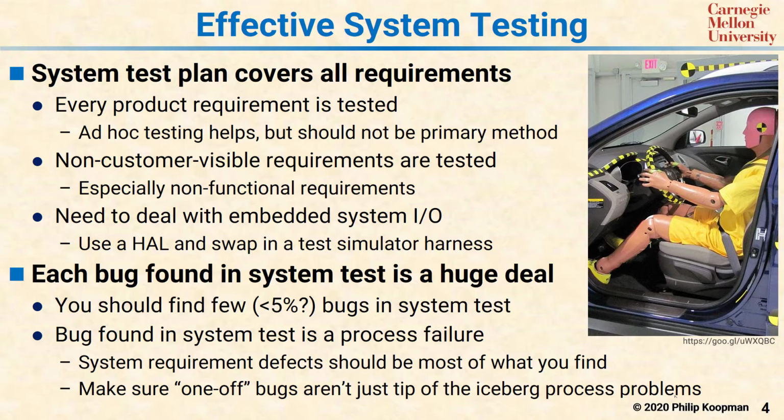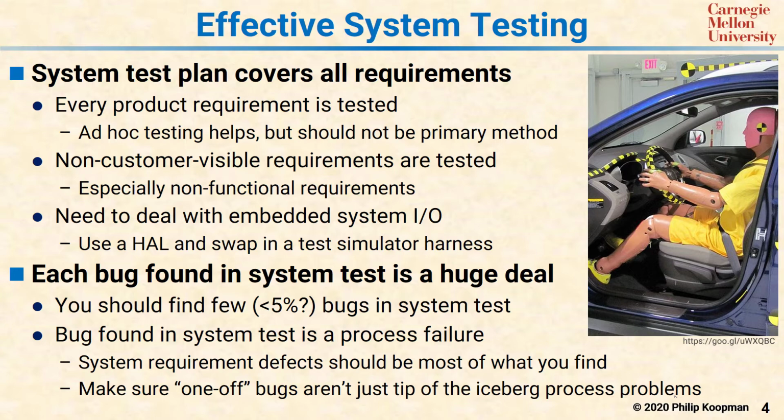It's tempting in system test when something weird happens to try again, and if it doesn't reoccur, you say, well, that's a one-off bug. There's nothing we can do about it. If you're seeing these types of bugs that just appear once in a while but are hard to reproduce, that's usually the tip of the iceberg for some process problems. For example, if you have race conditions, you're not going to see them very often in testing, and if you see even one, often that means you have race conditions all over the place and you just got lucky and happened to see one of them.